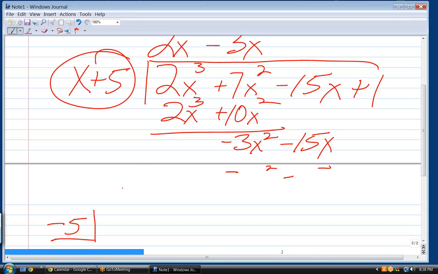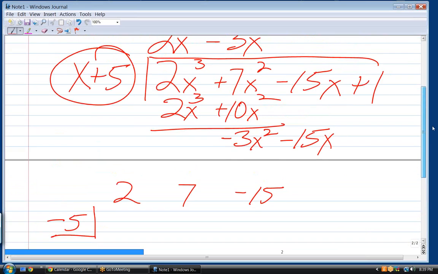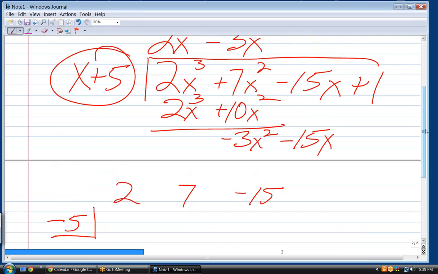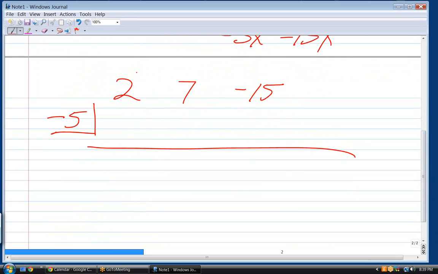Along the top goes just the coefficients, 2, 7, minus 15. Let me erase all of this stuff here. Now, when you're doing synthetic division, you're going to add, instead of in long division, where we subtracted. Well, since we're really dividing by minus 5 instead of plus 5, it means we're going to add each time. The first step in synthetic division is to bring down this first number all the way down.